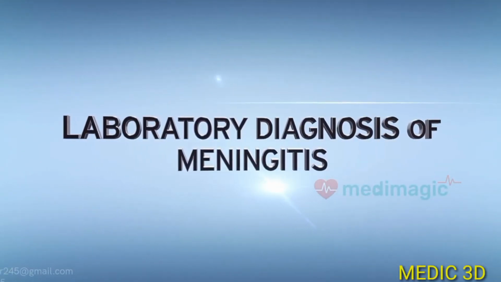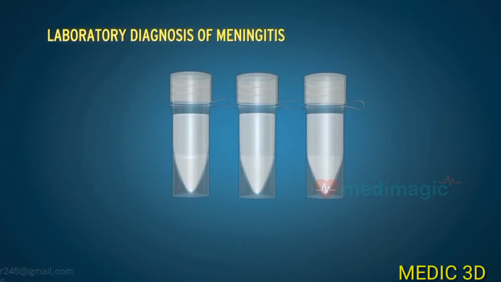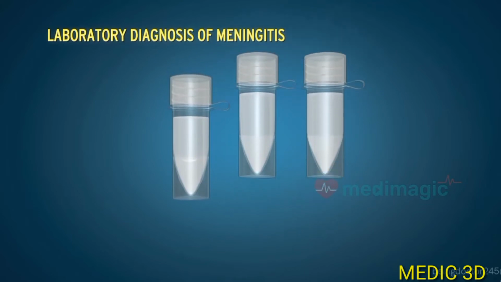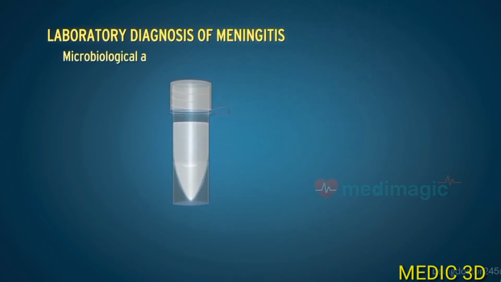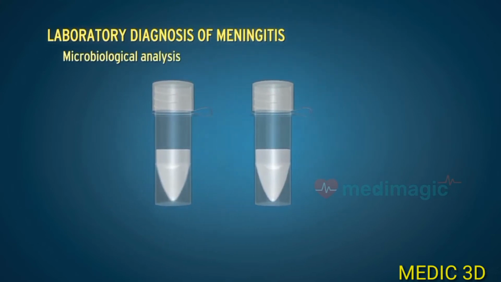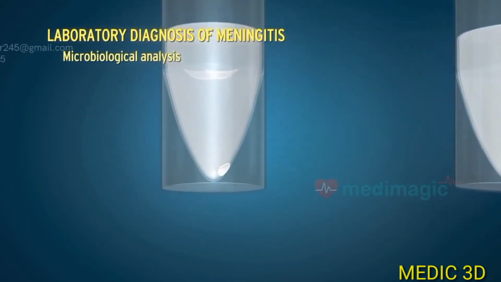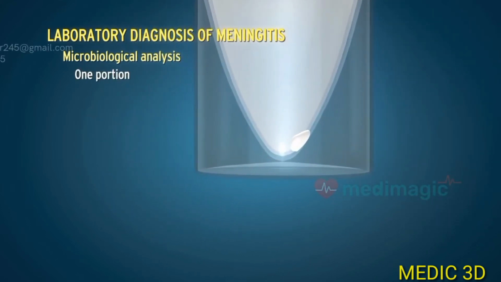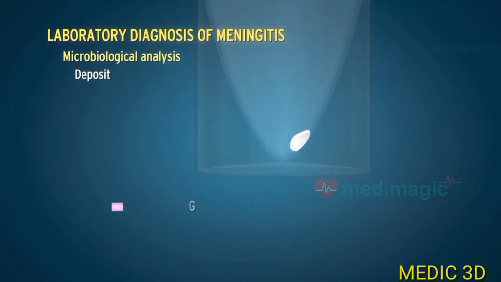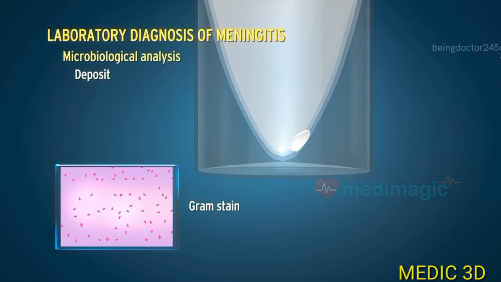Laboratory diagnosis of meningitis. Let us understand the other tests performed for diagnosis. Microbiological analysis. One portion of the CSF is centrifuged. The deposit is stained by Gram stain and examined under the microscope to identify the bacteria.